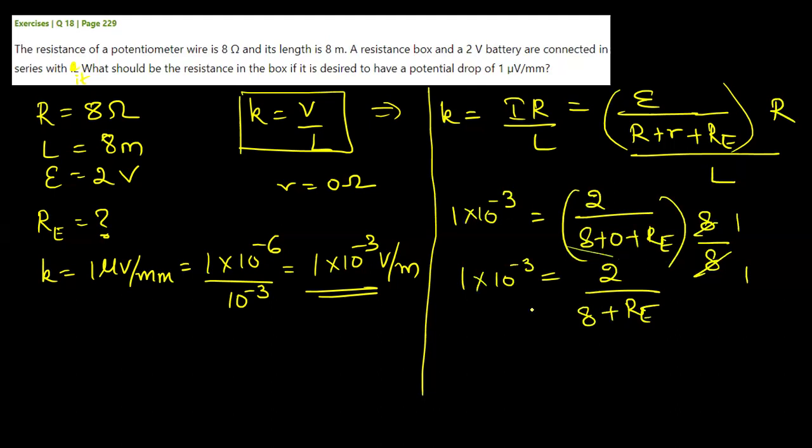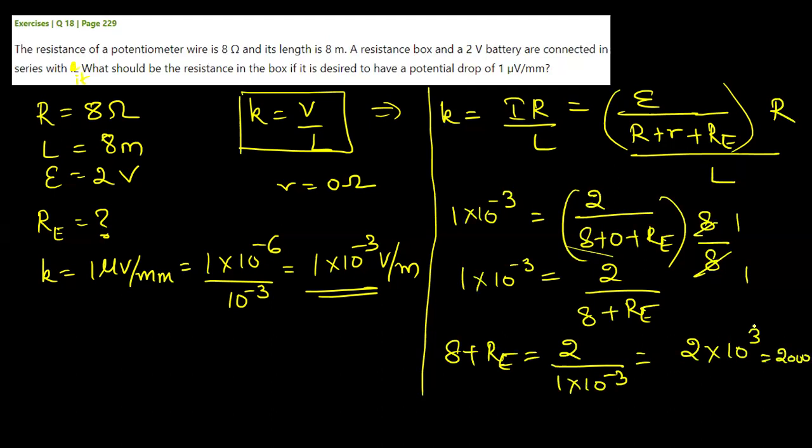Take 8 plus Re to the left side. So 8 plus Re will be equal to 2 upon 1 into 10 raised to minus 3. 10 raised to minus 3, when it goes up, becomes 10 raised to plus 3. 2 into 10 raised to 3 means 2000. I need to find the value of Re. So Re will be equal to 2000 minus 8, that is 1992 ohm. And that is your answer.